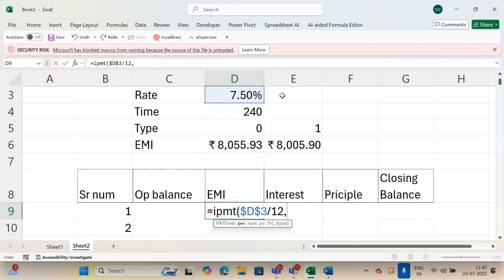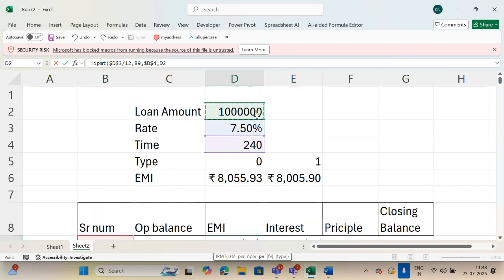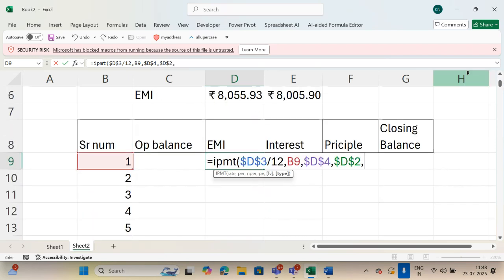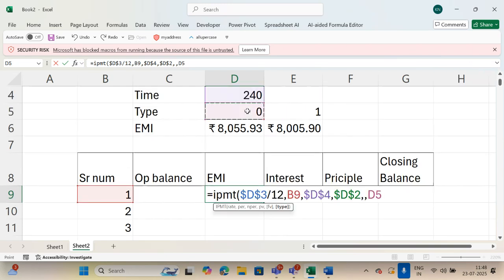This is a very important option, that is per. For which month do you want to calculate the interest? I'm not pressing the dollar sign here, comma. Then nper is fixed, comma, PV is also fixed, comma comma, you should take the type from here also, and this is also fixed. Everything is fixed, only the month, for which month you want to calculate the interest.